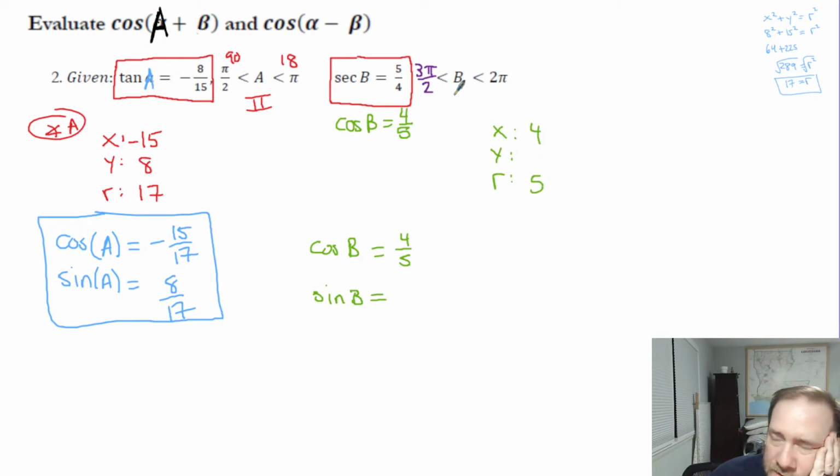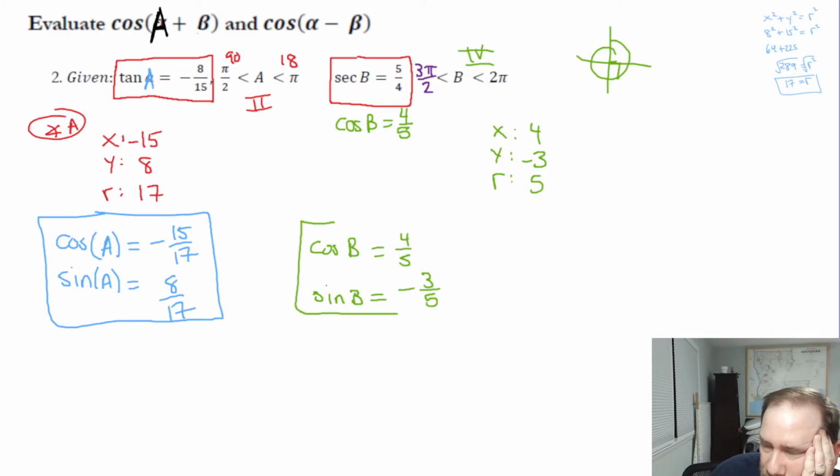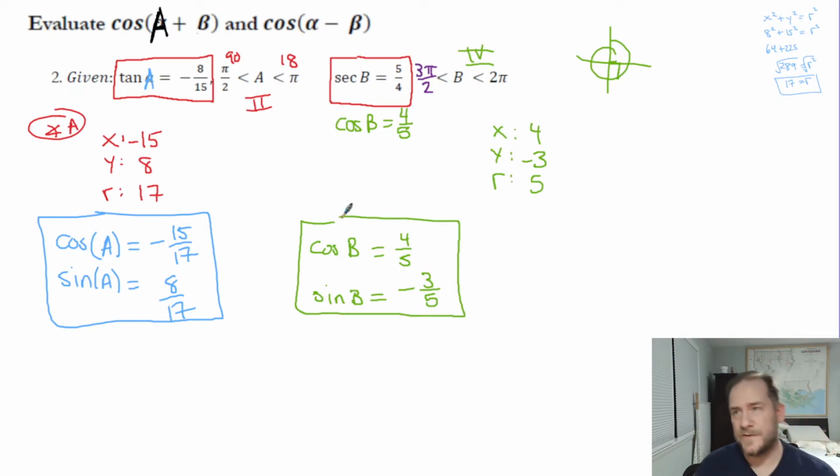And again, what quadrant are we in? We're in quadrant 4. So does it make sense that x is positive? Sure it does. Quadrant 4 is over here to the right. But we can see that our y value will be negative, and our y value by Pythagorean triple will be 3. It'll be negative 3. So the sine will be negative 3/5. So now we really have everything we need to find the cosine of A plus B.